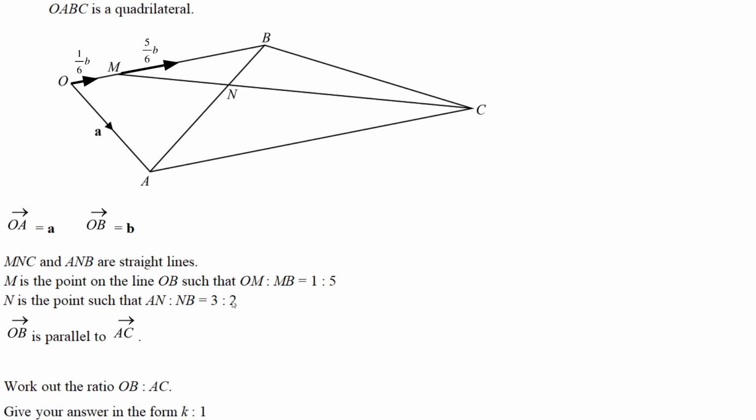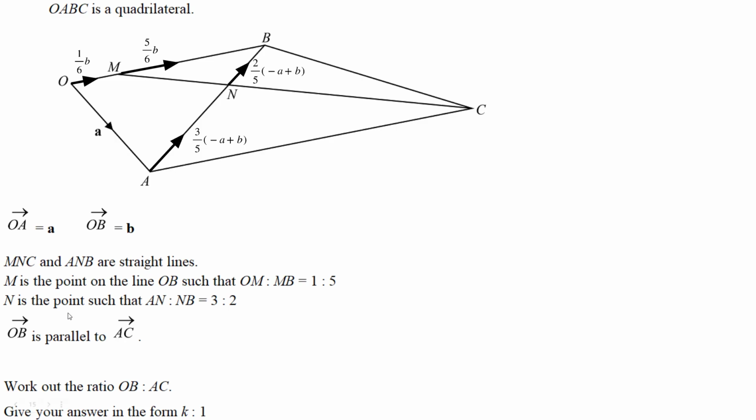N is the point on AB, such that this is 3 to 2. Because the full line is 3 plus 2, so 5 parts. This is 3/5. This is 2/5. The reason why it's minus A plus B is because it's 3/5 of this line AB. And the line AB is minus A plus B.